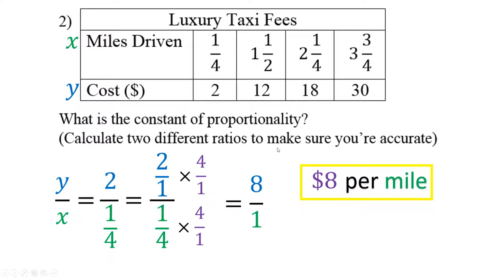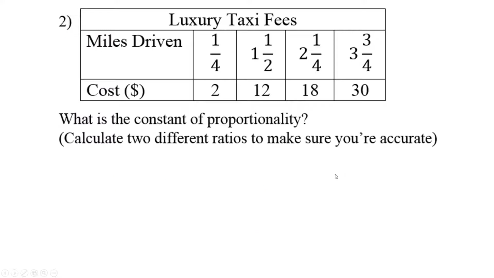And then here it says calculate 2 different ratios to make sure you're accurate, because if you make a little mistake on one and you think that's the answer, but it's not, it's always good to double check. So on our note sheet, let's definitely at least show one more ordered pair. I use the next one. You could use either of these. They should give you the same value, but I just go ahead and use the second one.